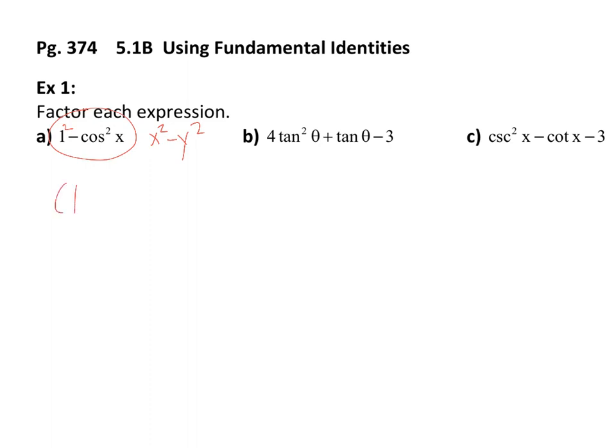1 plus cosine of x times 1 minus cosine of x. Alright, and that's it. We factored it. Done. Part B.